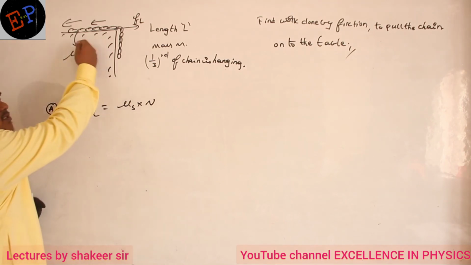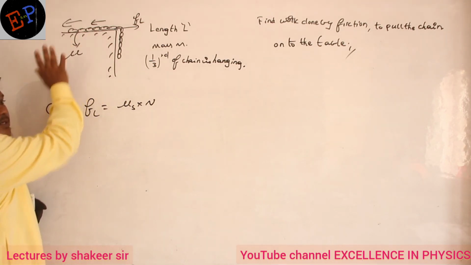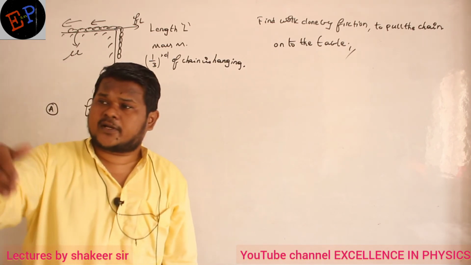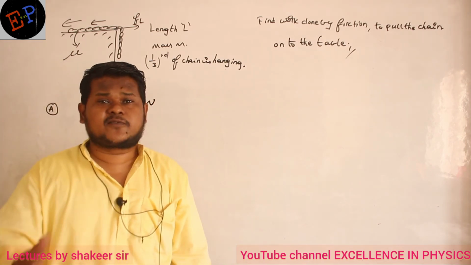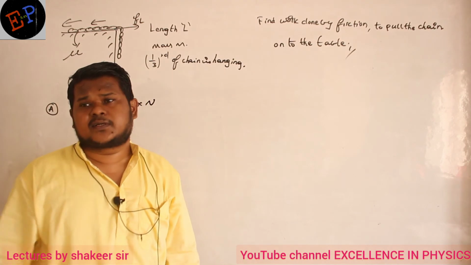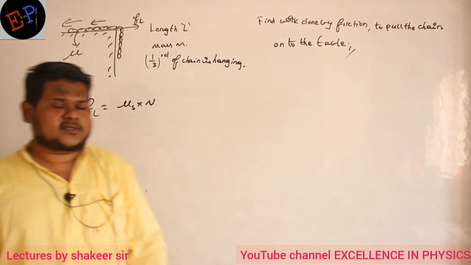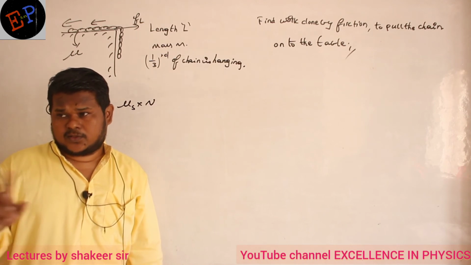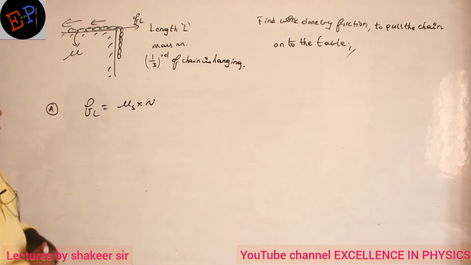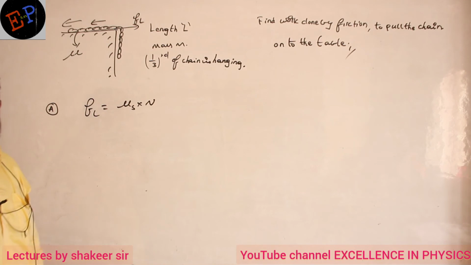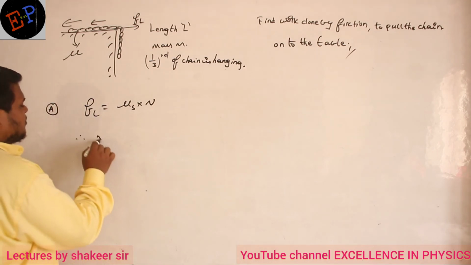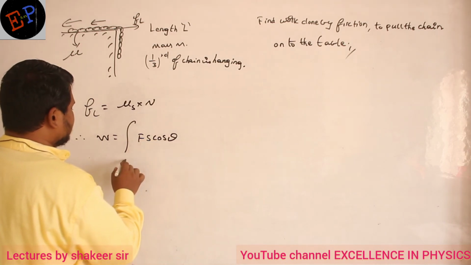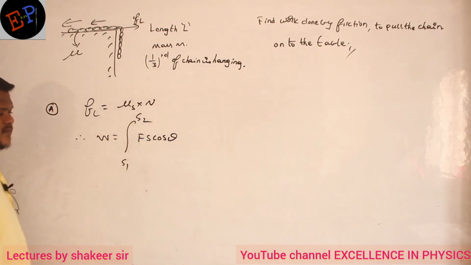If I start pulling the chain onto the table, the length of the chain on the table increases, no? If the length of the chain increases, it means the mass of the chain on the table also increases. If mass increases, normal reaction also increases. If normal reaction increases, limiting friction also increases. So limiting friction is not a constant, it is a variable. So therefore what is the equation for work done? Integration of F s cos theta, limits are applied from S1 to S2. This is the equation which I have to use now.